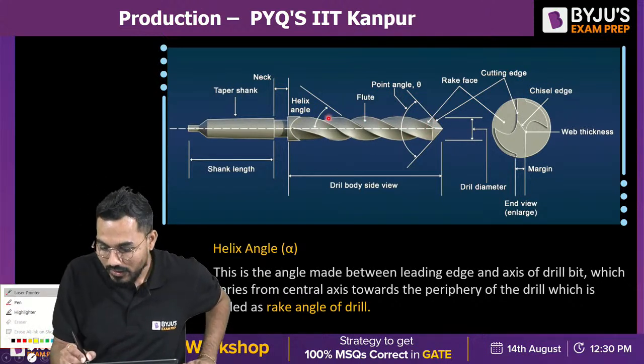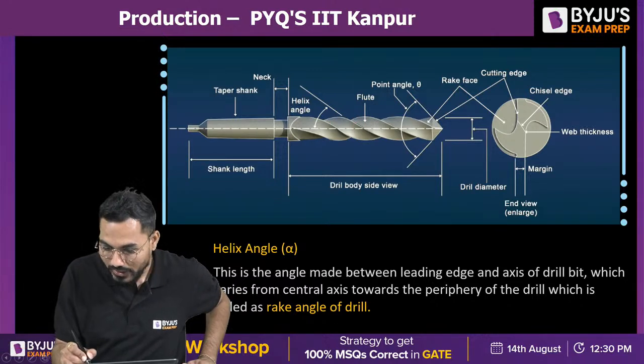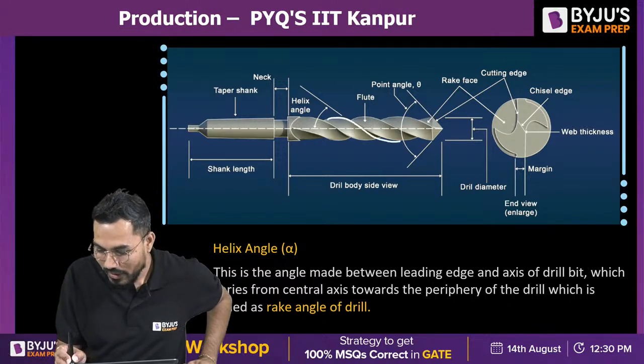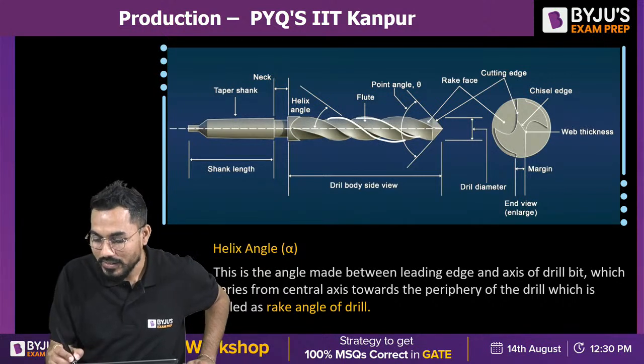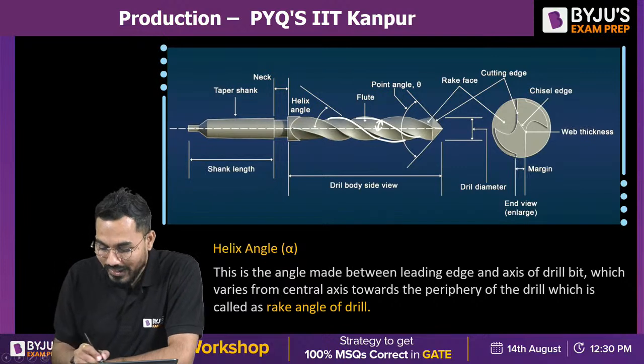So we can understand that, sir, this is my leading edge. Let me show which one is the leading edge. So I can say that this is my leading edge. This is exactly my leading edge. The angle made by the leading edge with the axis is nothing but called the helix angle.